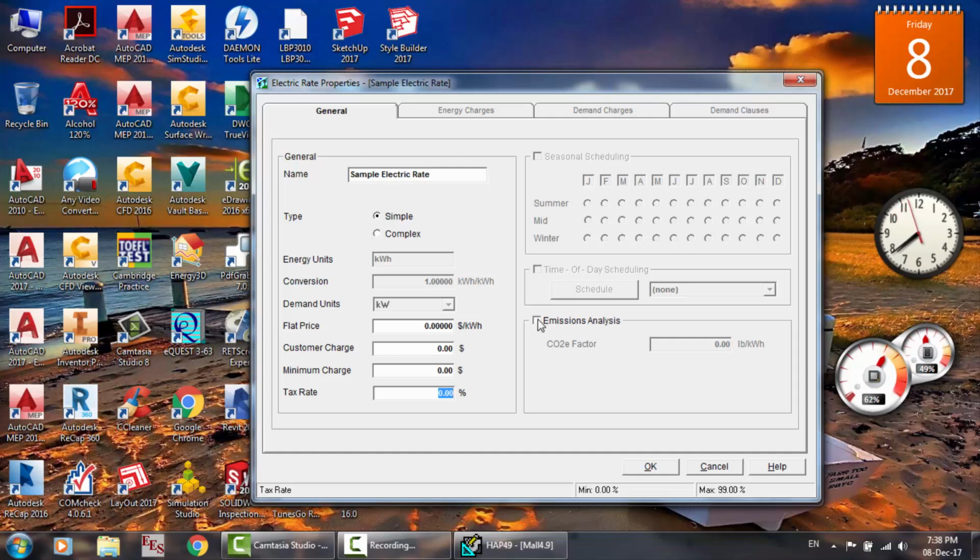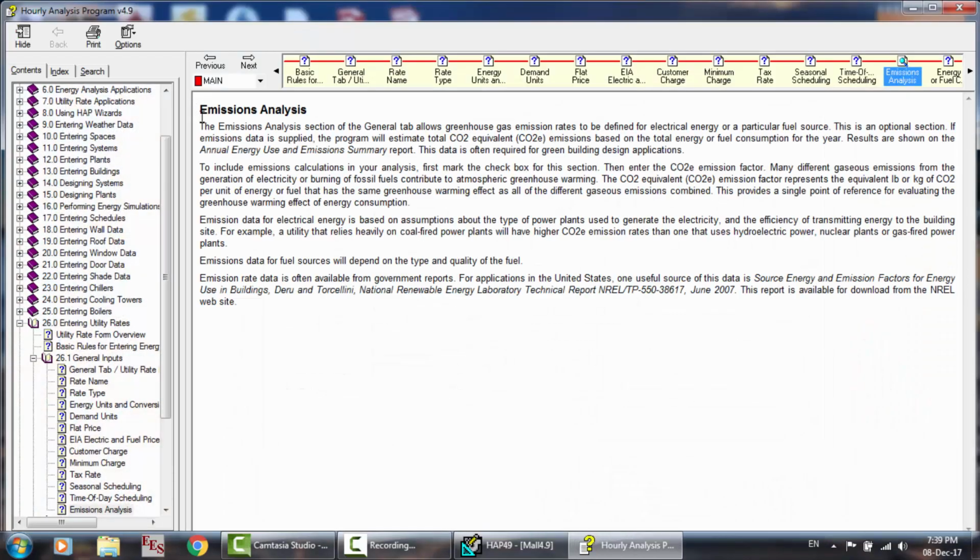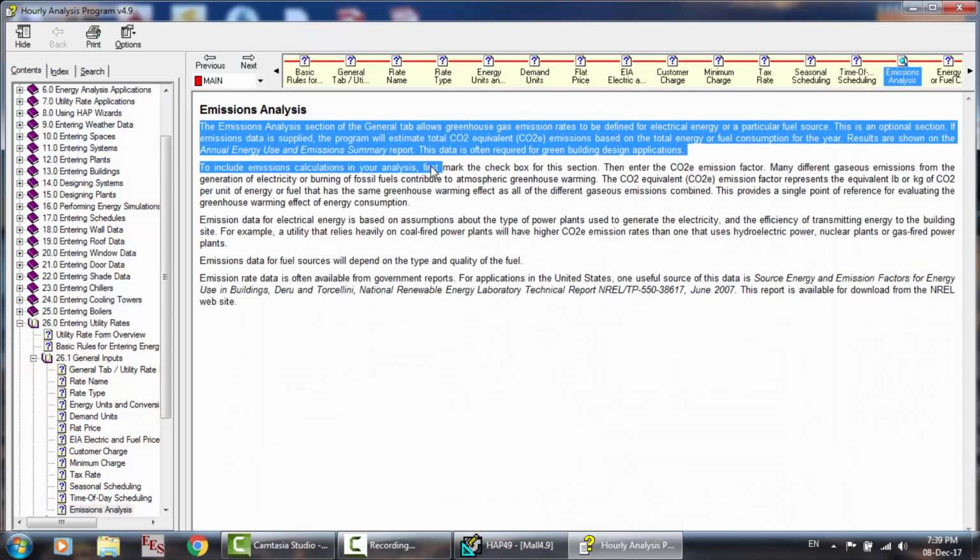But we have here the emissions analysis. If you want to enter it, here is the pound per kilowatt hour. Okay, you have to get this value if you want. The emission analysis section of the general tab allows the greenhouse gas emission rates to be defined for electrical energy or a particular fuel source. This is an optional section.